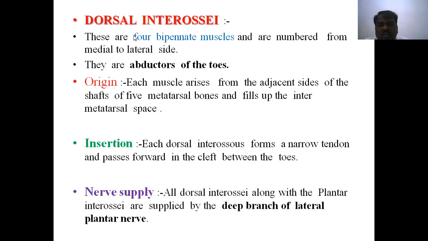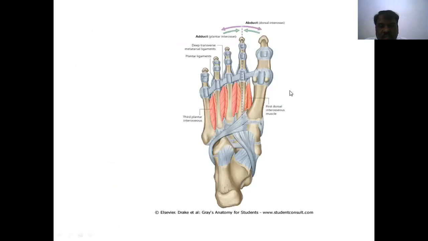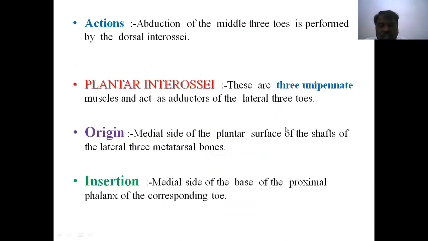See, these are all dorsal interossei muscles. They are bipennate muscles, taking origin from the adjacent sides of the shafts of the five metatarsal bones. As for insertion, each dorsal interosseous forms a narrow tendon and passes forwards in the cleft between the toes. Nerve supply is the deep branch of the lateral plantar nerve. So this is dorsal interossei and plantar interossei. Nerve supply is only one, that is the deep branch of the lateral plantar nerve. See here the bipennate dorsal interossei, whose action is abduction of the middle three toes.